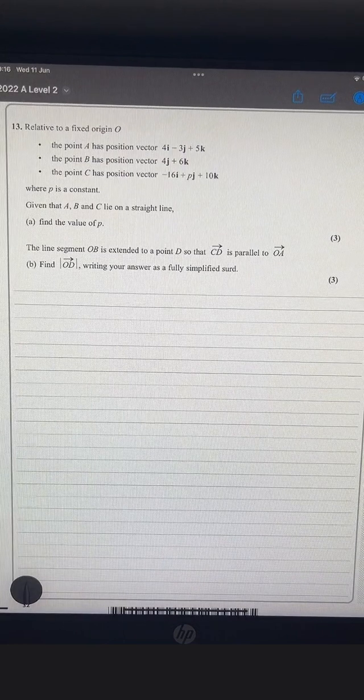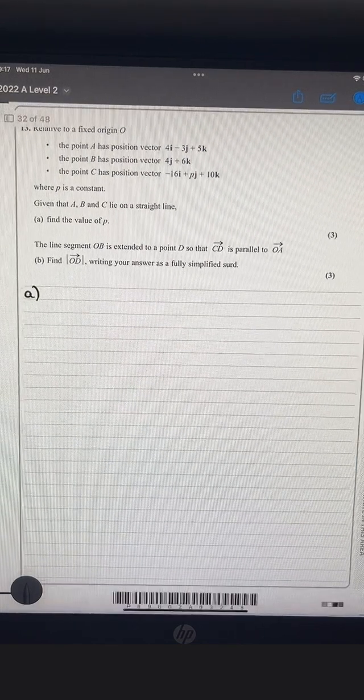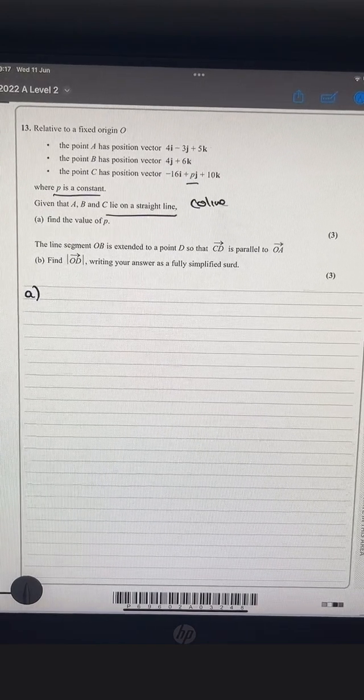This one seems like it's a bit more involved. So I'm going to go through this, but I'm not going to waste too much time. And I'm going to check the comments after each part just to see if there are any questions. So I'm just going to talk it through as I would in an exam. So, part A. Relative to O, the point A has this position vector, B has that, C has that, where P is a constant. Given that A, B, and C lie on a straight line, so they are collinear, find the value of P.